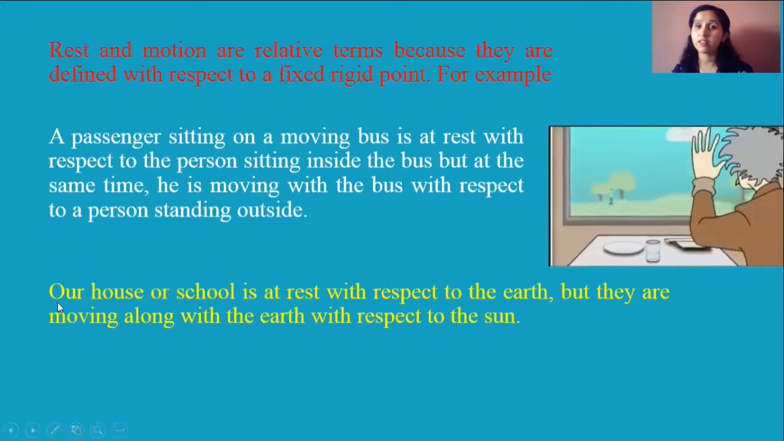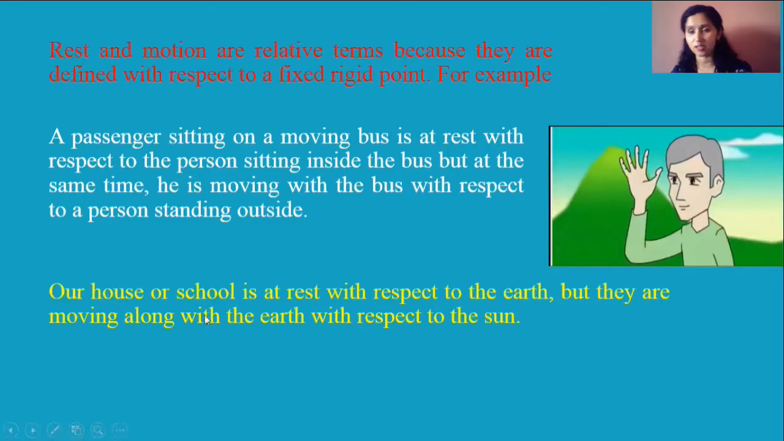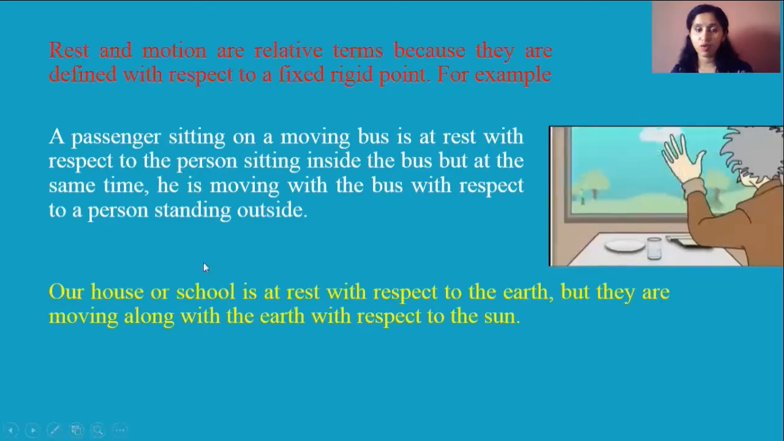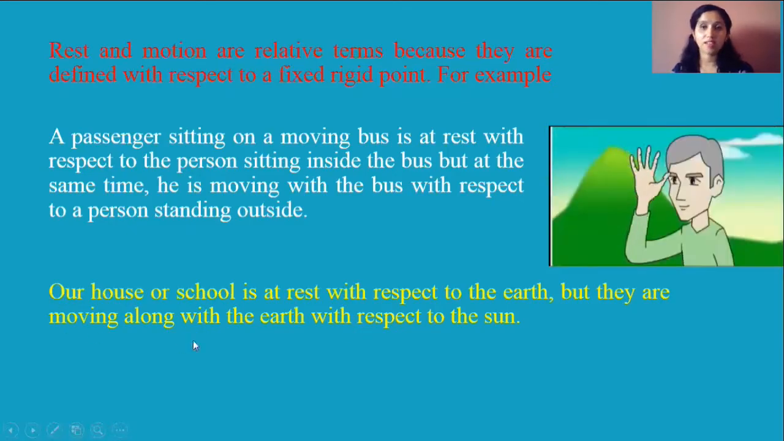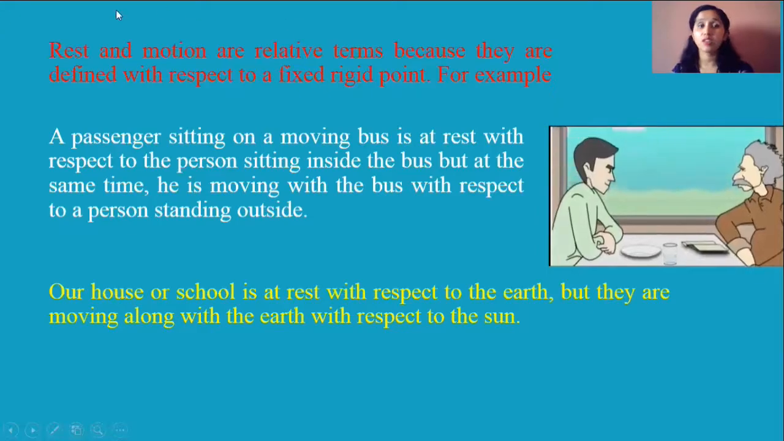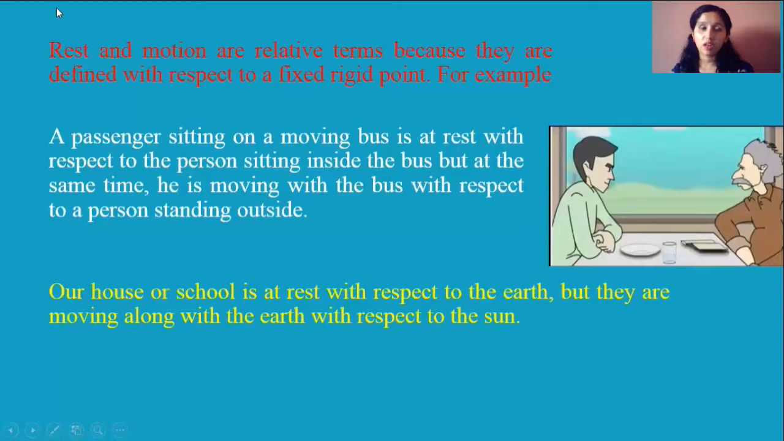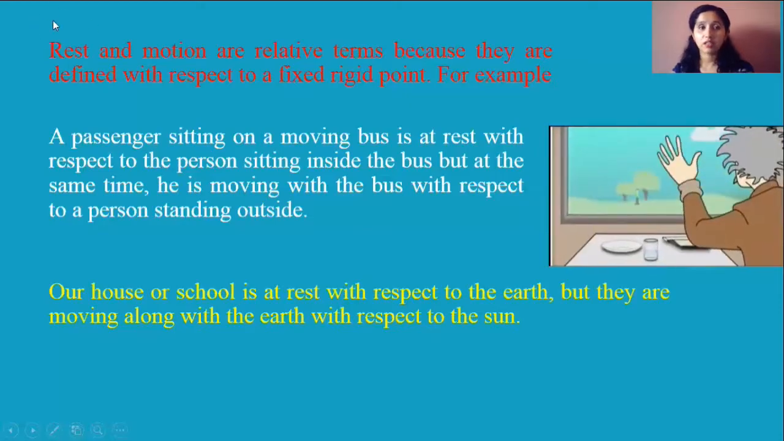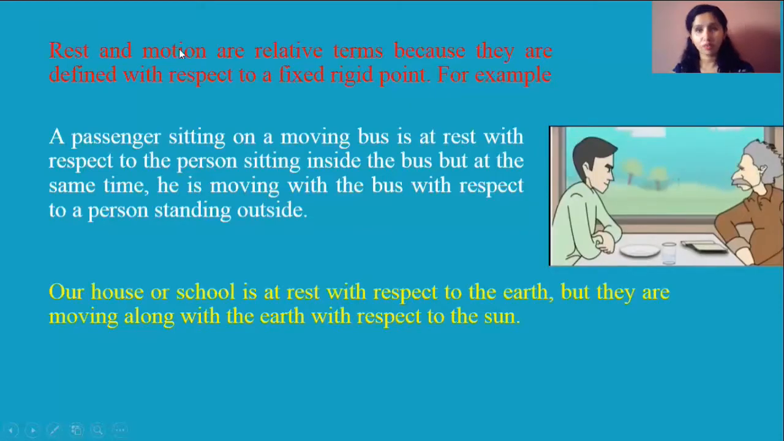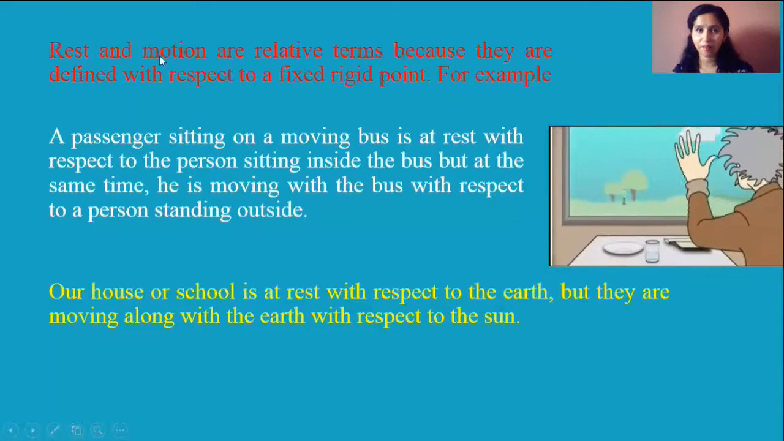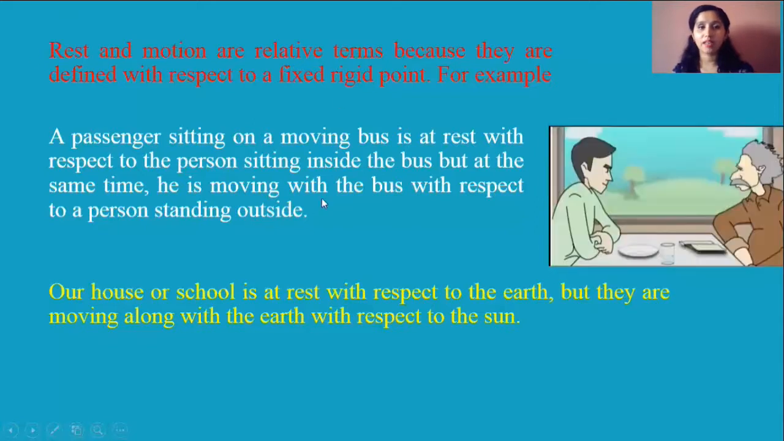But they are also moving along with the earth with respect to the sun. So, from this example, we can understand that rest and motion are relative terms. That means we can define whether the object is at rest or in motion by comparing to the surrounding only. Okay, that's why they are relative terms.